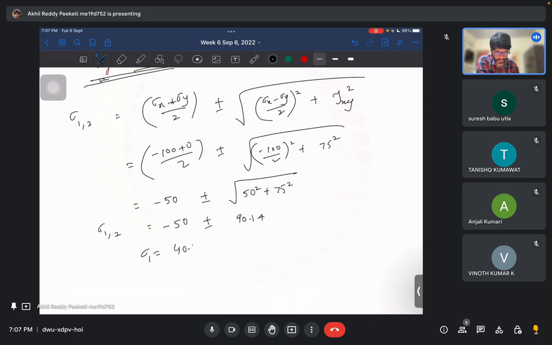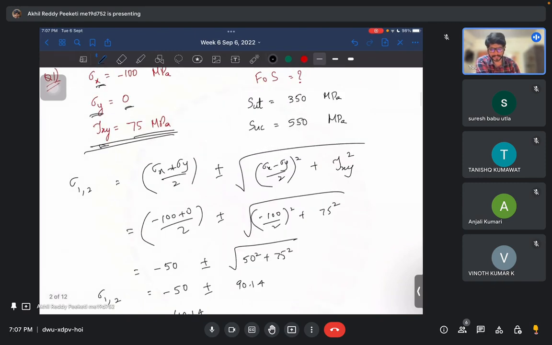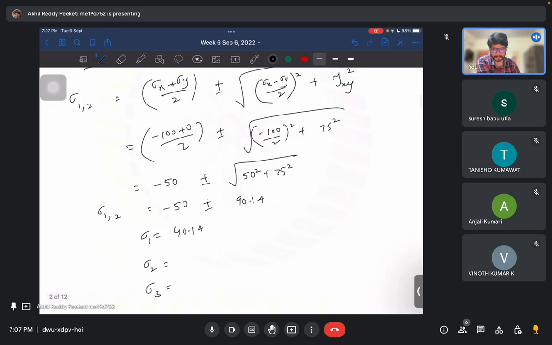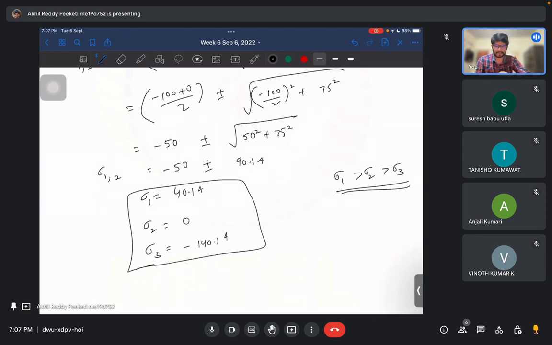So we can take sigma 1 to be positive, and then sigma 2, sigma 3. In general, we will have a three-dimensional state, so we have three principal stresses, and because the actual stress is only two-dimensional, one of the principal stresses would be 0. And the general order which we use is sigma 1 greater than sigma 2 greater than sigma 3. So we will take sigma 2 to be 0, and sigma 3 to be minus 50 minus 90.14, so minus 140.14. Okay, so now we have the principal stresses.